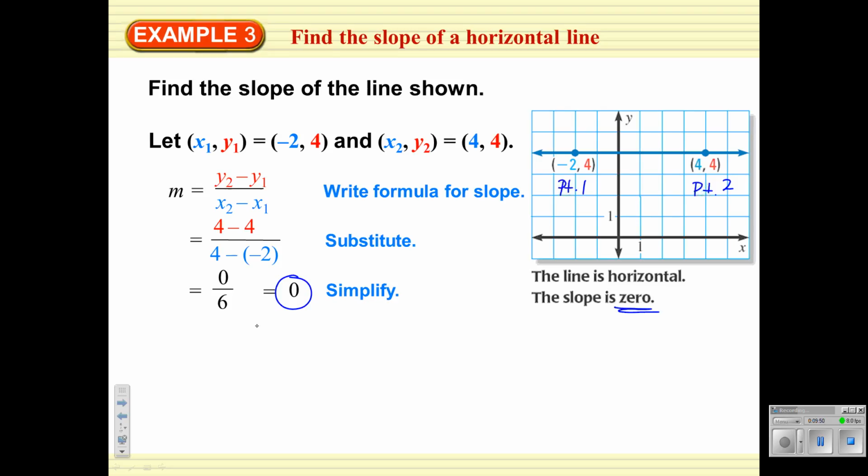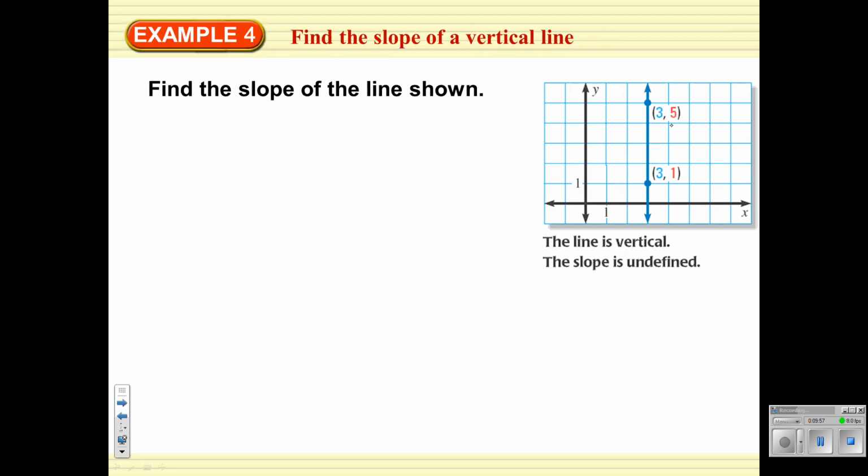In other words, it's not uphill, it's not downhill, it's nice and flat. There is no slope. All right, example 4, a vertical line. This is the key. You guys, I hope you're writing this. This is also on your notes. These little things right here are on your notes. A vertical line, the slope is undefined.